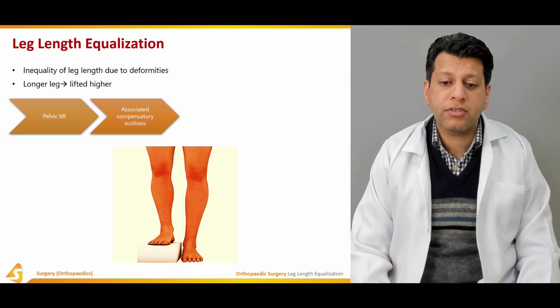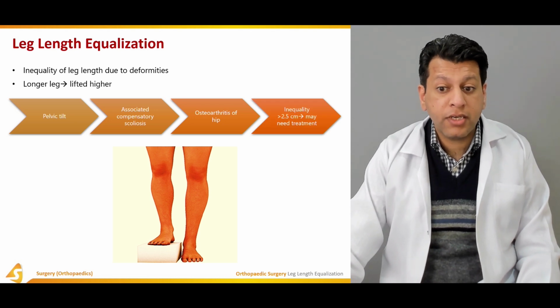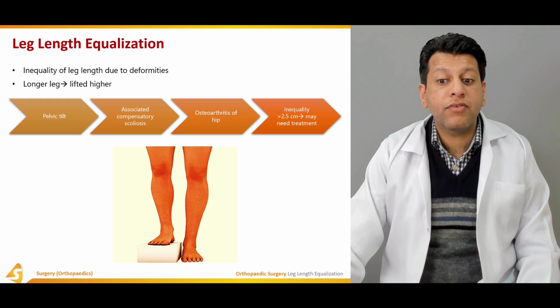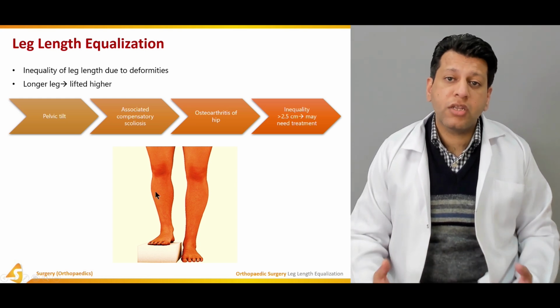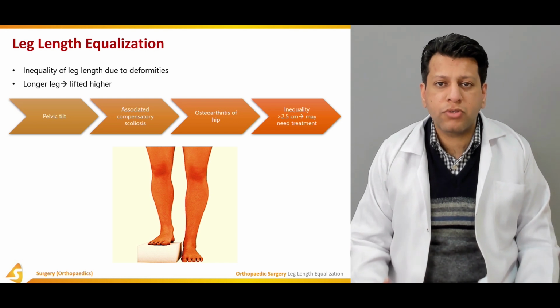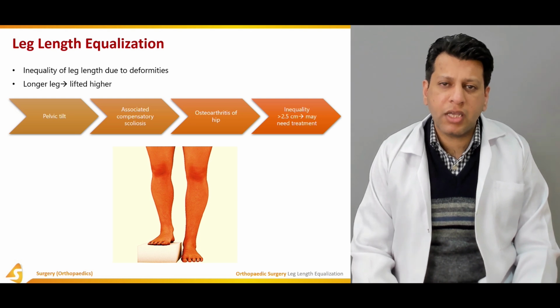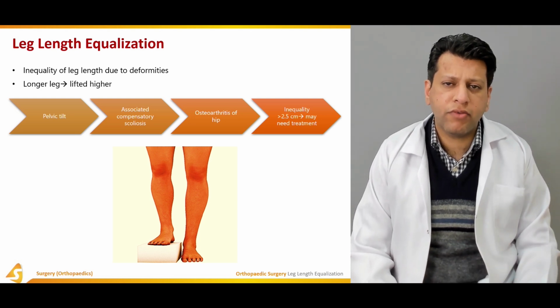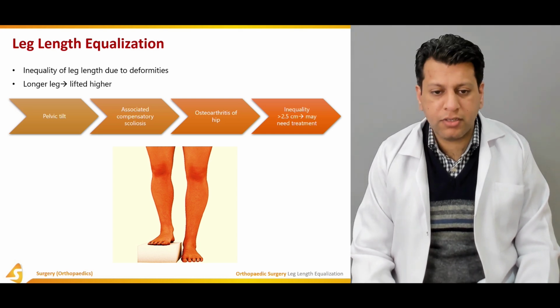And there could be other causes as well. Or there could be osteoarthritis of the hip joint. An inequality greater than 2 centimeter may need some kind of treatment. Usually in a person, 1 to 2 centimeter of limb length difference can be tolerated. That is why we can use a shoe lift or shoe raise. Therefore, this degree can be easily tolerated, but for anything above 2.5, something has to be done regarding that amount of limb length discrepancy.